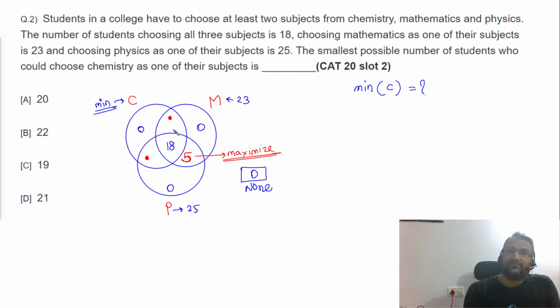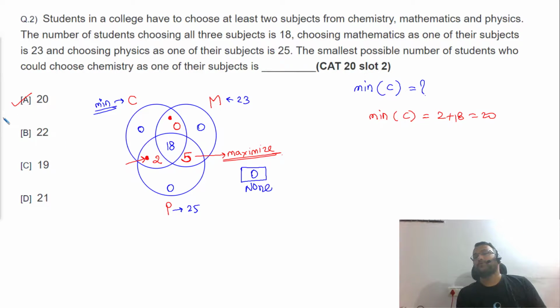So if this is 5, this is going to be how much? Let's have a look at it. If this is 5, this is going to be 0, and this portion is going to be how much? 25 minus 5 minus 18. 18 plus 5 is 23. 25 minus 23 is equal to 2. So the minimum value of total C is equal to how much? 2 plus 18, that is equal to 20, is the minimum possible number of students who chose chemistry as one of their subjects.